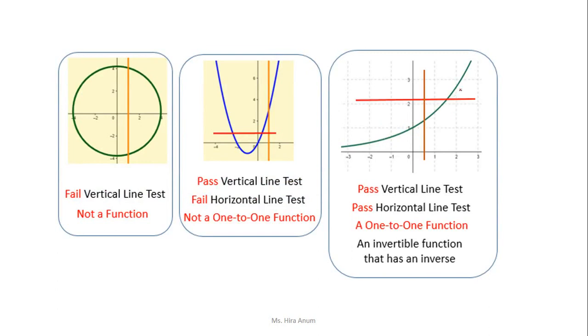If we take this kind of graph, then it passes the vertical line test. This is a function, and it also passes the horizontal line test. So it is also a 1-1 function.